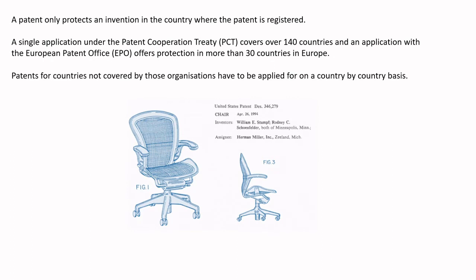So patents only protect an invention in the country where it's registered, same as trademarks, so you need to register it in each country. A single application under the Patent Cooperation Treaty covers over 140 countries. An application with the European Patent Office offers protection in more than 30 countries in Europe, so basically, go to the right patent office and you can get it covered in Europe or Africa or wherever it may be.